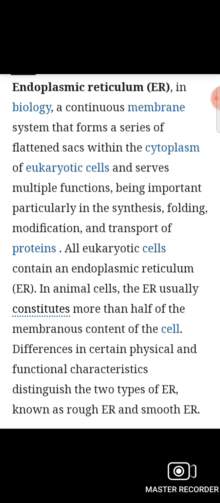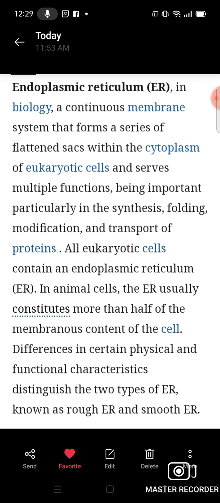Differences in certain physical and functional characteristics distinguish the two types of endoplasmic reticulum. On the basis of their physical and metabolic functions, two types of endoplasmic reticulum are recognized. The one is known as rough endoplasmic reticulum. ER is abbreviated for endoplasmic reticulum, and the other one is smooth endoplasmic reticulum.